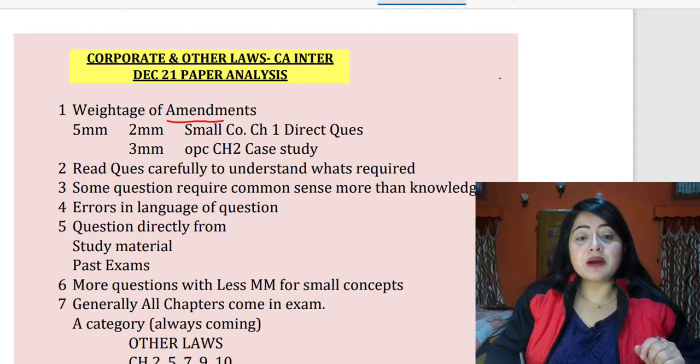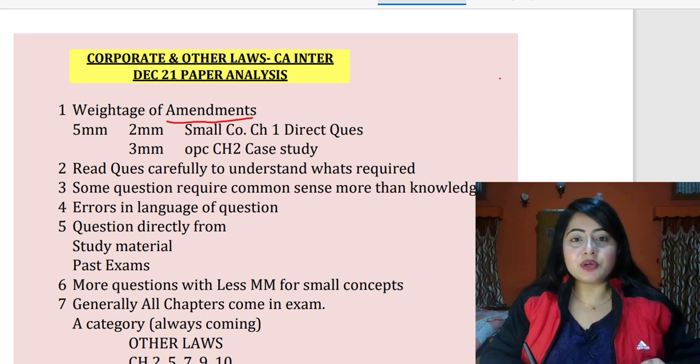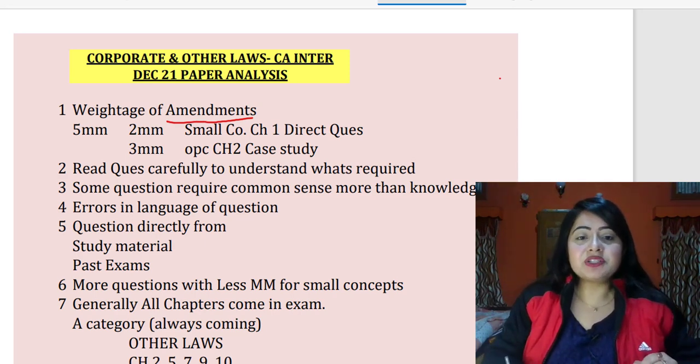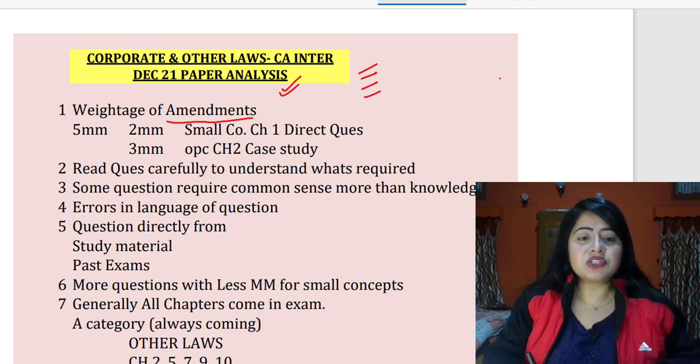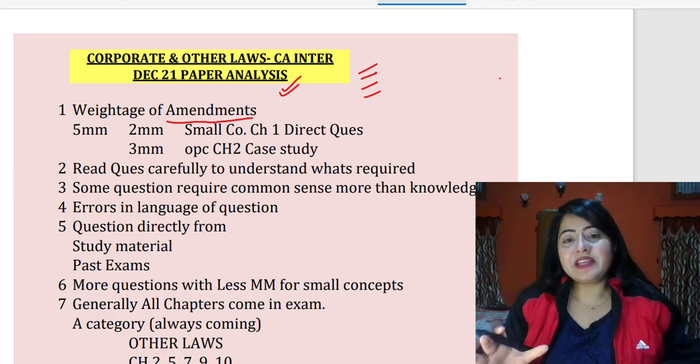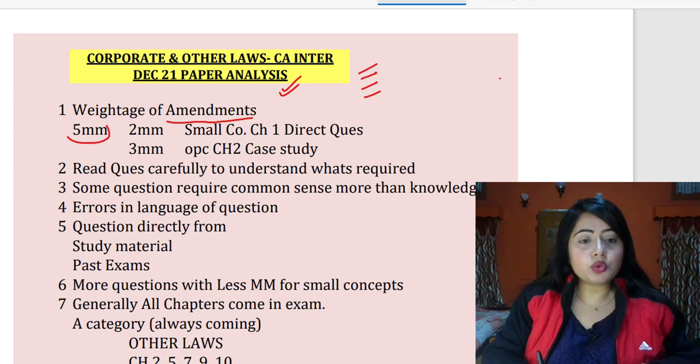First of all, let's talk about amendments. See, in your company law paper there are some amendments that come for every single attempt. Now in the December 21 examination also, there were many amendments that were applicable. Out of them, some of the amendments were actually asked for 5 marks. So in your 70-mark theory paper, 5 marks total weightage was actually for the amendments, out of which 2 marks were from the small companies, that is your chapter number 1, and then 3 marks were from your OPC, which is chapter number 2.